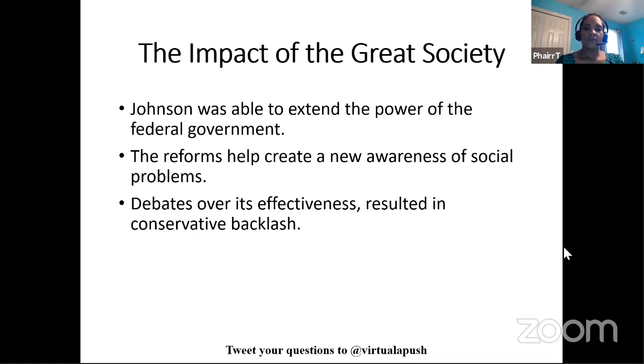You also have reforms that help create a new awareness of social problems, looking at the Civil Rights Act of 64, the Voting Rights Act of 65, and then the Fair Housing Act of 1968 could also be something you look at when it comes to social awareness.